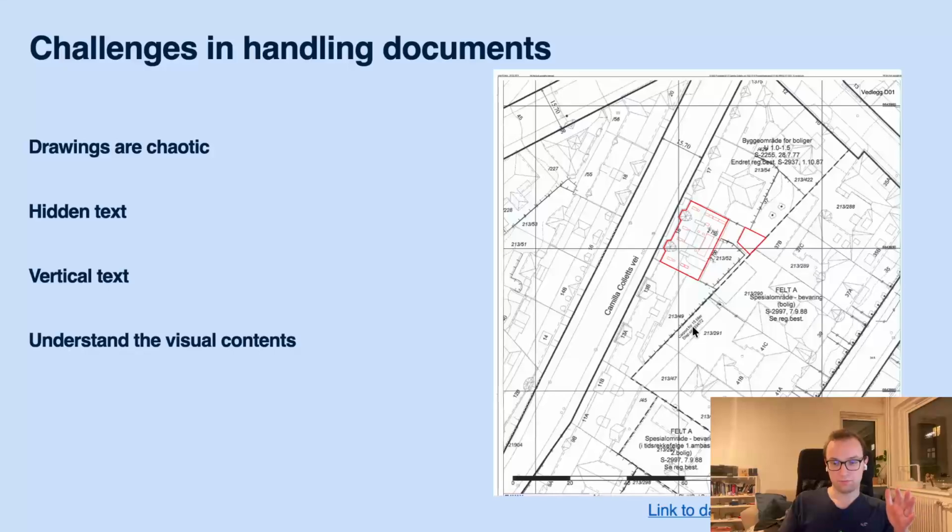But the vision language models, again, they have a lot more training data. They've seen a lot more text. They've seen text that's hidden behind lines. They've seen vertical text, or slightly vertical text like you see here. And essentially, they've just seen this in the training data, which makes them able to read hidden text and vertical text. And lastly, I also want to highlight understanding the visual content.